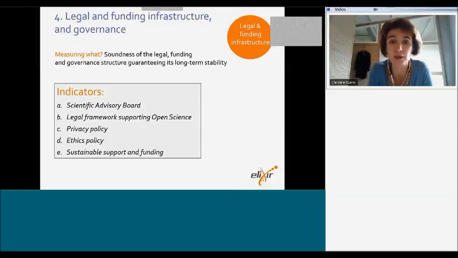So this can be an institution backing up a data resource. So is there an institution behind the resource? And how sustainable is their funding? And have there been, for example, funding crises in the past? And how has this been resolved? So how resilient is this funding for the resource?